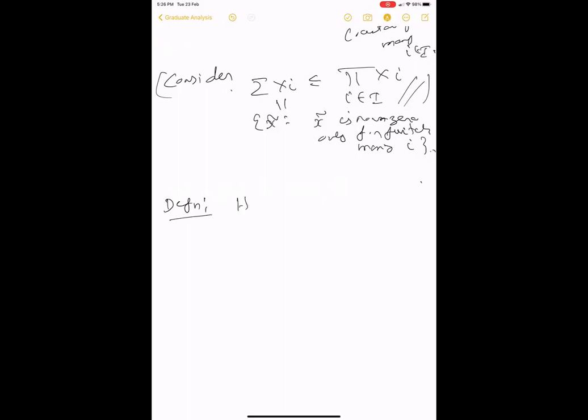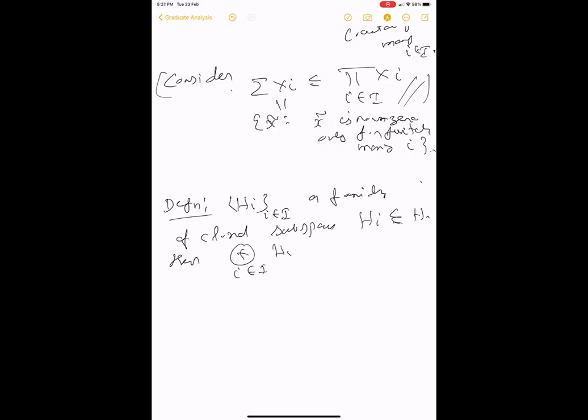Let Hi, i in I, be a family of closed subspaces of our Hilbert space H. Then the direct sum over i in I of Hi is equal to H as a Hilbert space. That means you take the summation of xi with xi in Hi, and its closure is equal to H. That's what it means that it is a direct sum.